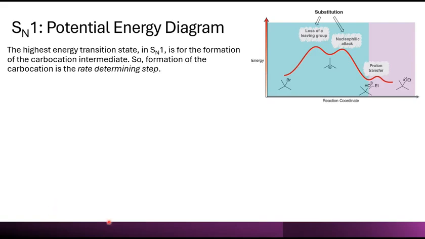SN1, potential energy diagram. The highest energy transition state in an SN1 reaction is the formation of the carbocation intermediate. Note we will go from the reactants to the carbocation intermediate formation transition state that will have the greatest energy of activation. The second transition state has a little bit lower energy of activation. That's when the carbocation is attacked by the nucleophile. And then the proton transfer has the lowest energy of activation relative to the other two steps.